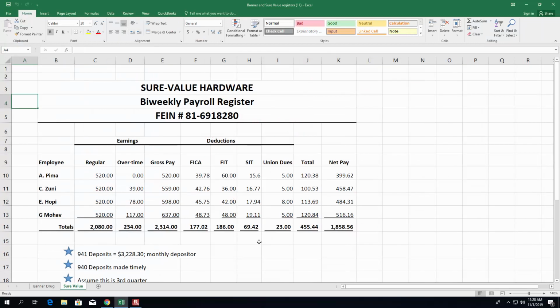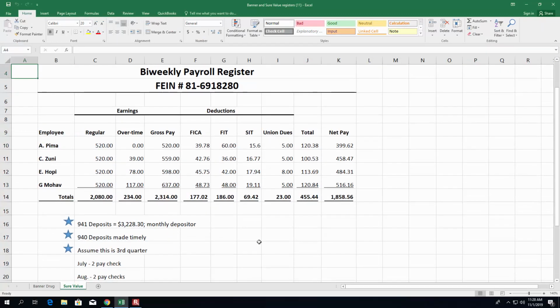Let's go to Sure Value. This is a bi-weekly payroll register. What I'd like you to do in the next 5-7 minutes is to set up your table just like we did here. For the benefit of those of you listening, I think that this time I will try and do it on the FlexCam so that you can see what it should look like. We have the 4 quarters across the top, the names of the employees down the side, and then gross pay per quarter.